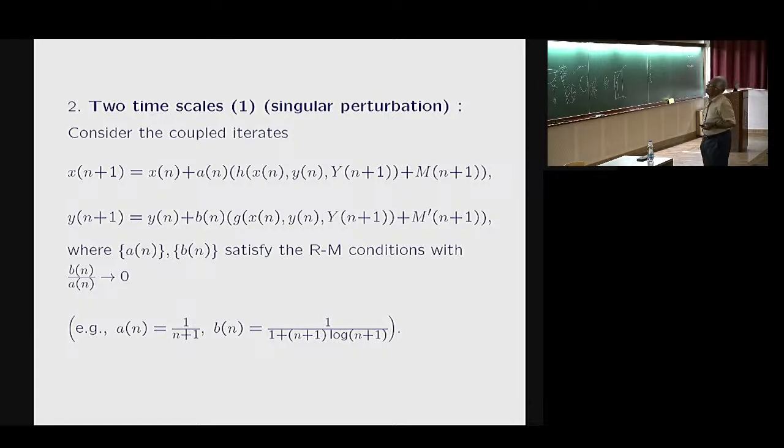So there are two time scales. I have made a distinction between two parts of it. One is singular perturbation, and the next thing I call regular perturbation. Here, I split this iteration into two parts and use two different step sizes, a n and b n. And b n by a n is going to 0. So the second iterate moves on a slower time scale than the first.